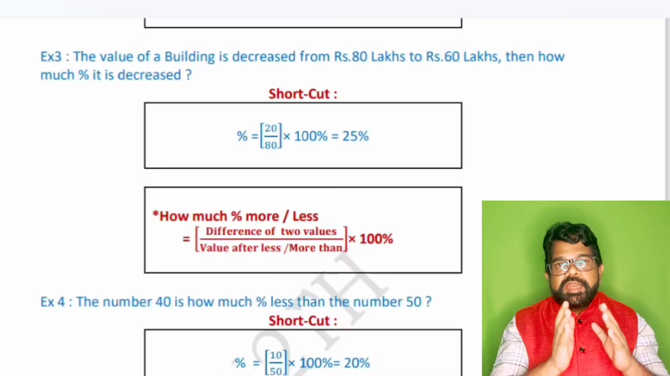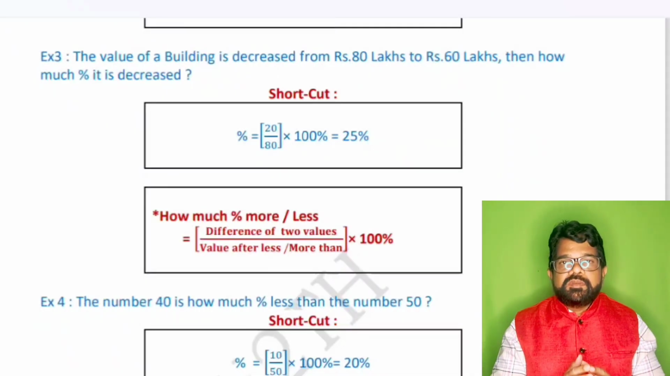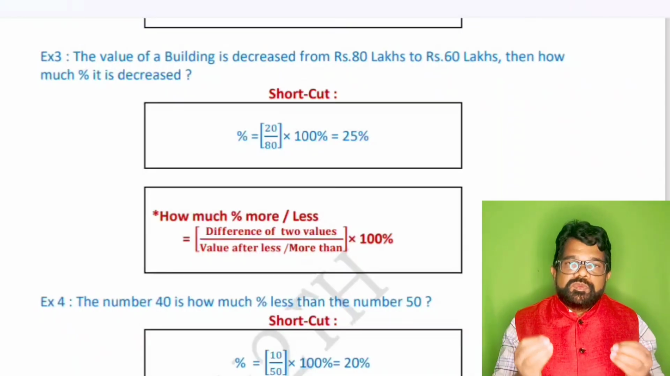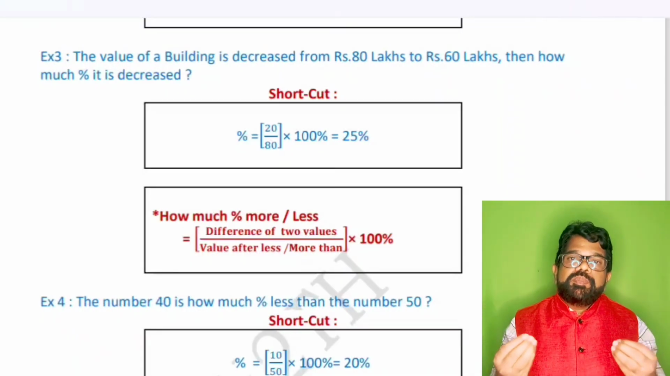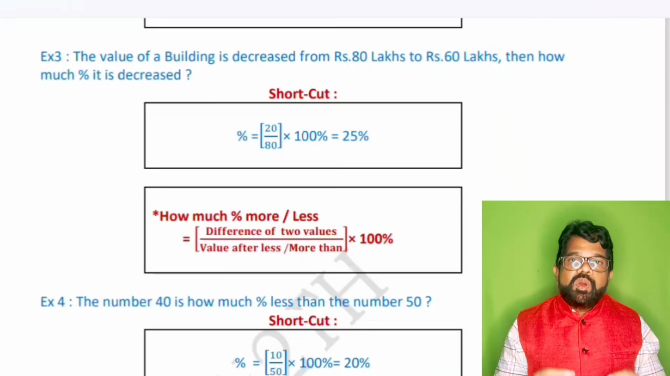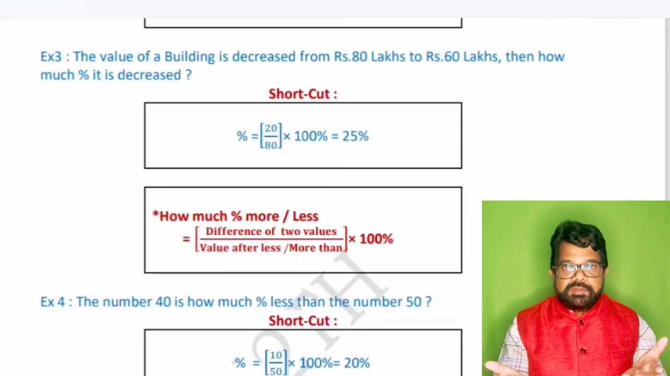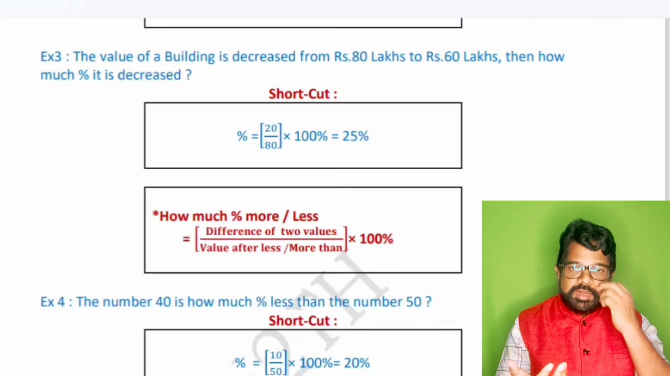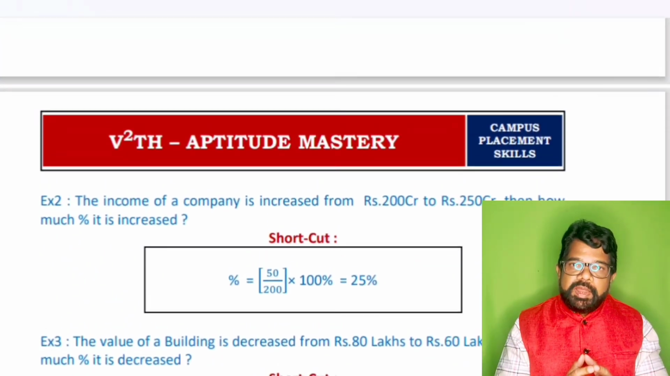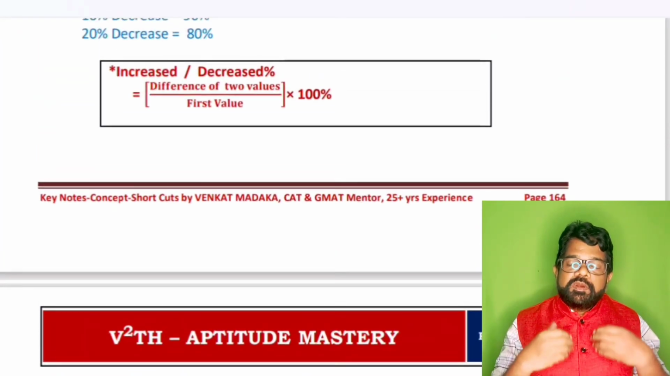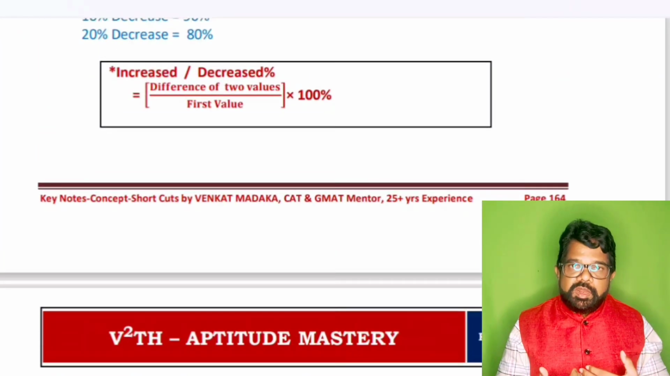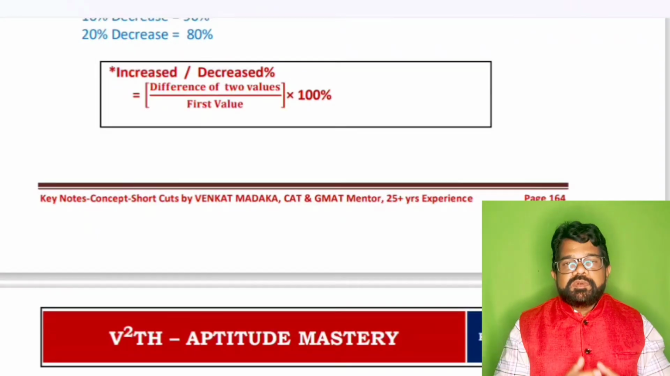By observing here, 80 lakhs to 60 lakhs means 20 lakhs decrease. How much decrease? You say 20 lakhs. But here our question is how much percent it has decreased, so you have to express it in percentage. How can you express it in percentage? What is the keynote you have to apply for the decreased percent? Difference of two values by first value into 100 and percent symbol.